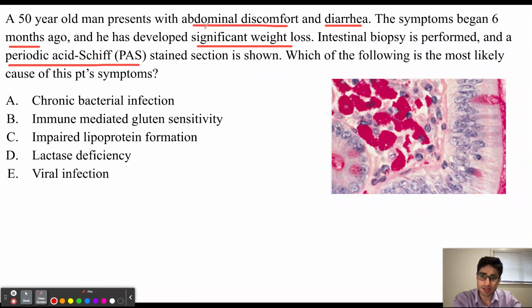Now, this patient is presenting with abdominal pain as well as malabsorption. He has diarrhea as well as significant weight loss. And the biopsy is showing us foamy macrophages in the intestine. These are characteristic findings for Whipple disease. The bacteria that causes Whipple disease is going to stain positive for PAS stain, so this is also consistent with our findings. So the answer to this question is answer choice A, which is a chronic bacterial infection.